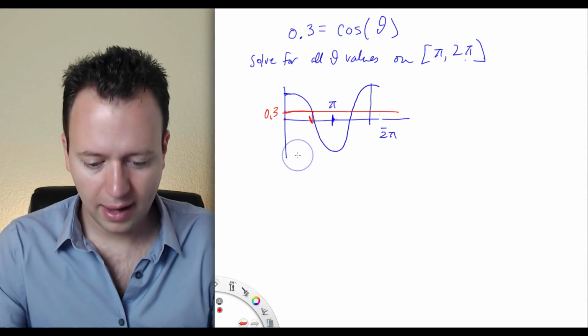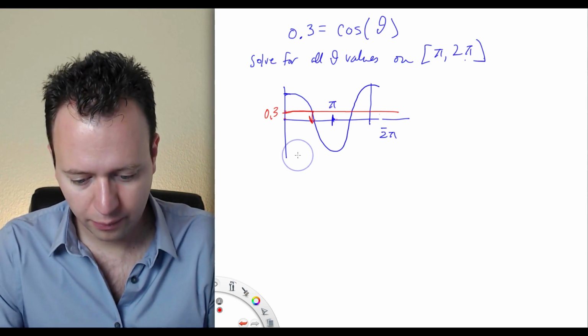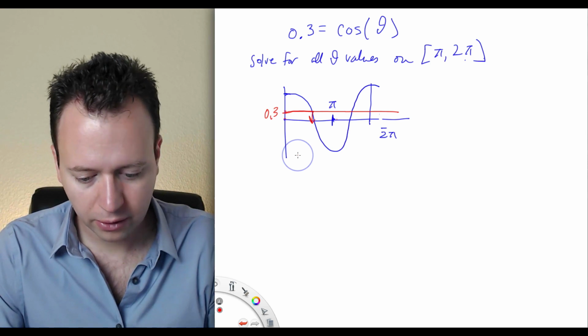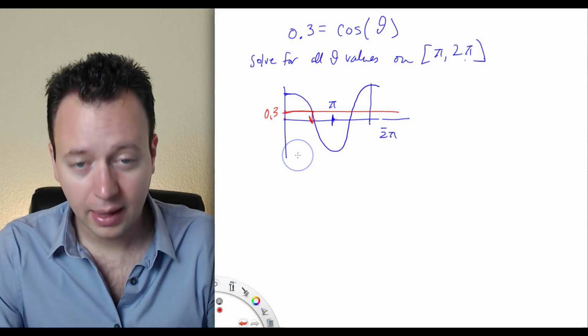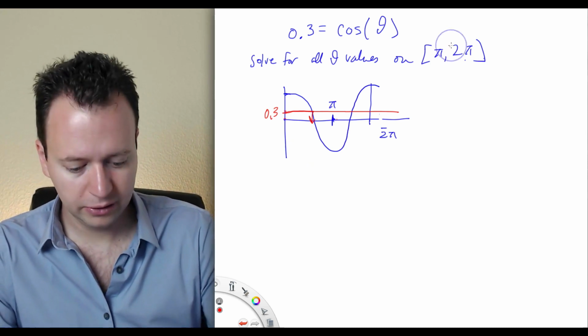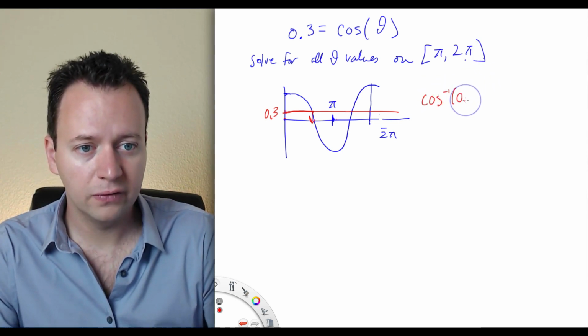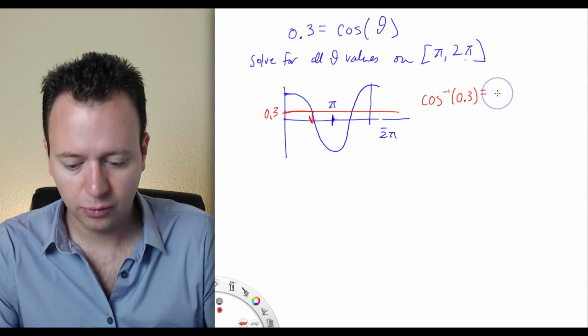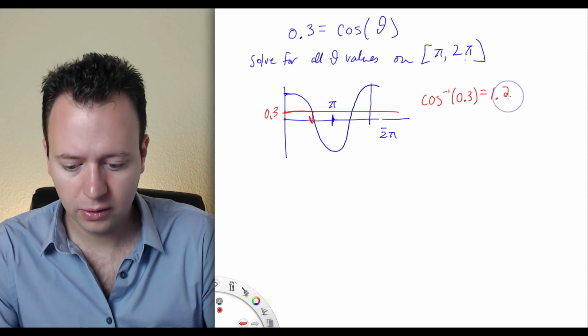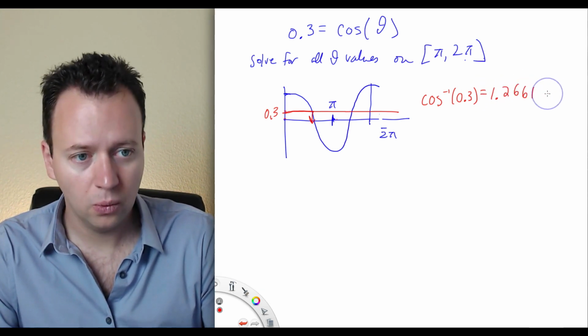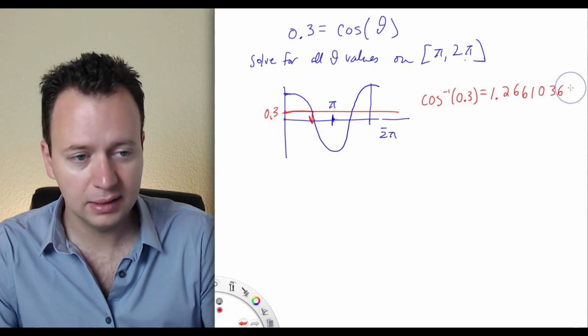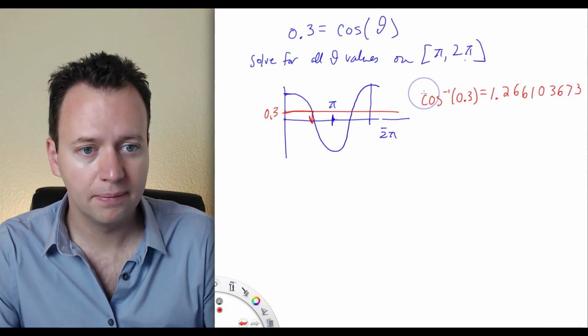So all I have to do is switch to radian mode, 0.3 arc cosine, and my graphing calculator tells me that arc cosine of 0.3 is approximately 1.266103673.